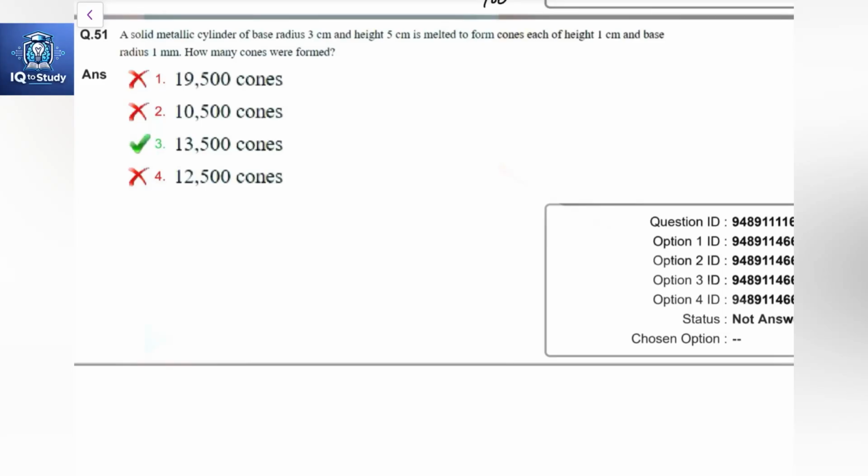A solid metallic cylinder of base radius 3 cm and height 5 cm is melted to form cones, each of height 1 cm and base radius 1 mm. How many cones were formed? Let's draw the shape of cone and cylinder for our reference.